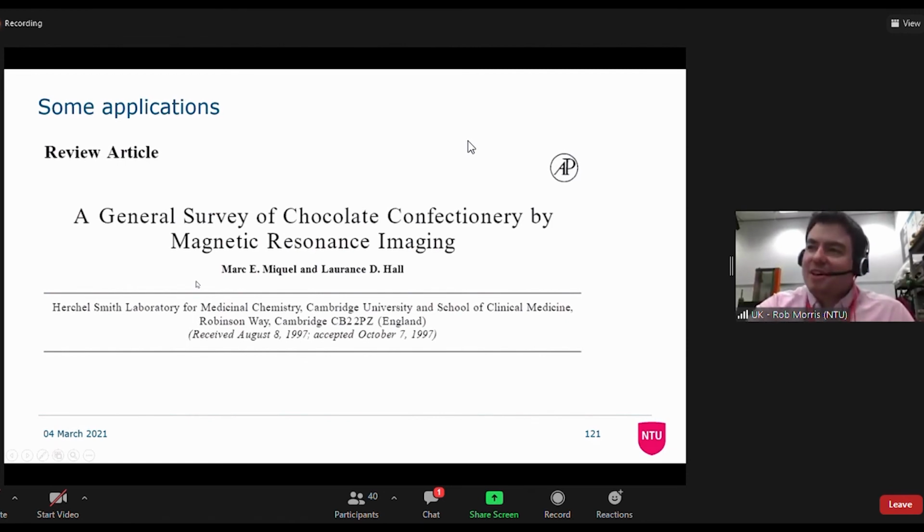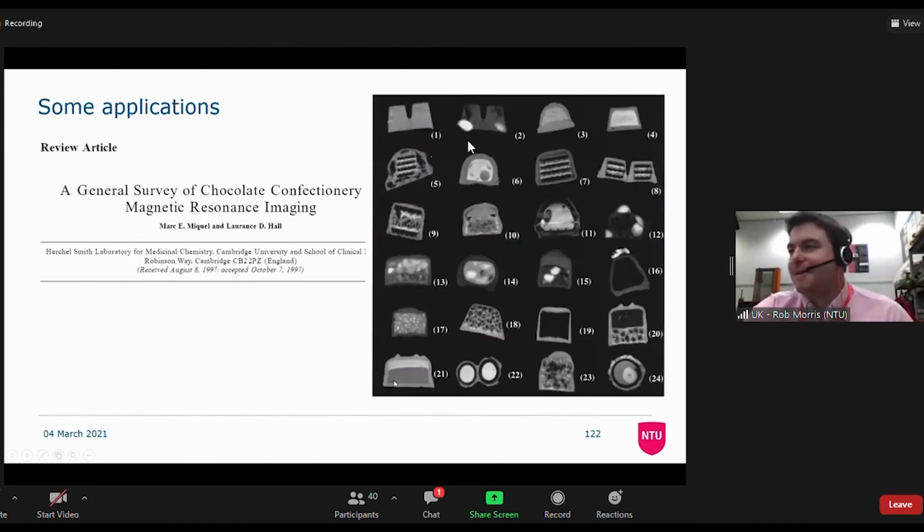So the first one we're going to look at is quite an old paper by Laurie Hall about the general MRI of different chocolates. This makes for quite a good fun quiz, but I'll let you have a look in the paper if you're interested in what they are. They basically took a load of chocolate bars and imaged all of them just really to demonstrate that it's possible, and to see a bit about the migration of the different components within.